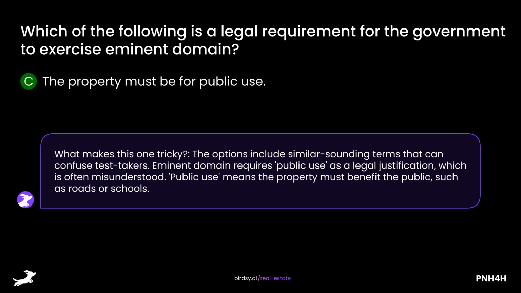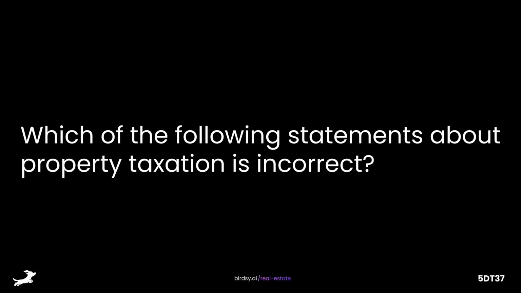What makes this one tricky? The options include similar-sounding terms that can confuse test takers. Eminent domain requires public use as a legal justification, which is often misunderstood. Public use means the property must benefit the public, such as roads or schools. Which of the following statements about property taxation is incorrect?